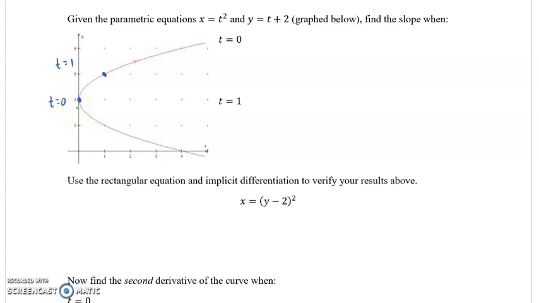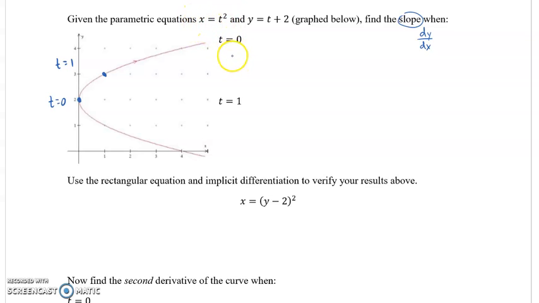Remember that when we're looking for slope, traditionally we're looking for derivatives, but the slope is not just the derivative of any old equation. The slope is the rate of change of y with respect to x. And we don't have x and y defined together. We have x and y both defined in terms of a third variable, t. So what happens if we take the derivative of this equation?